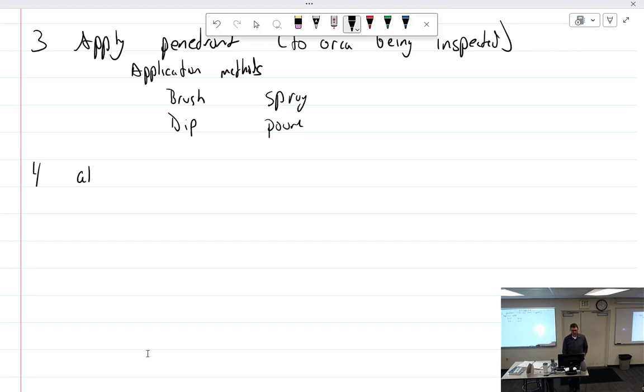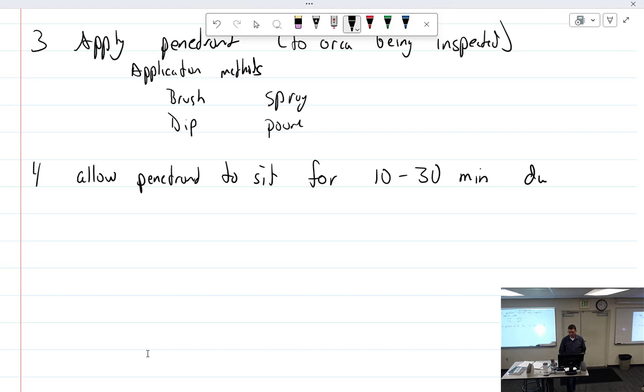Dwell time. So we're going to allow the penetrant to sit. For how long? 10 to 30 minutes, depending on how much patience. That is called what? Dwell time. What determines if it's 10 or 30? Depending on how long your break is? No, how tight the crack is.